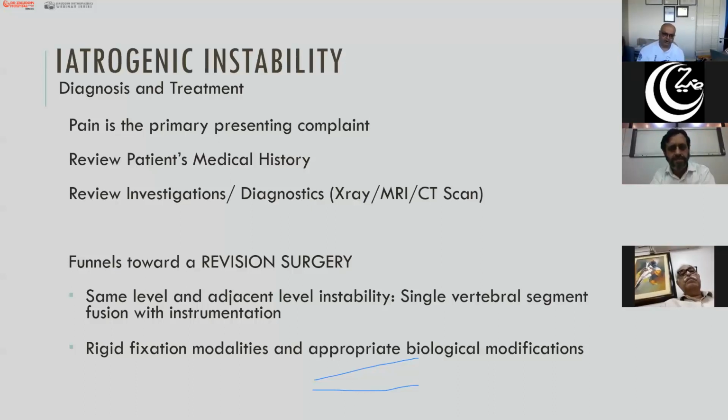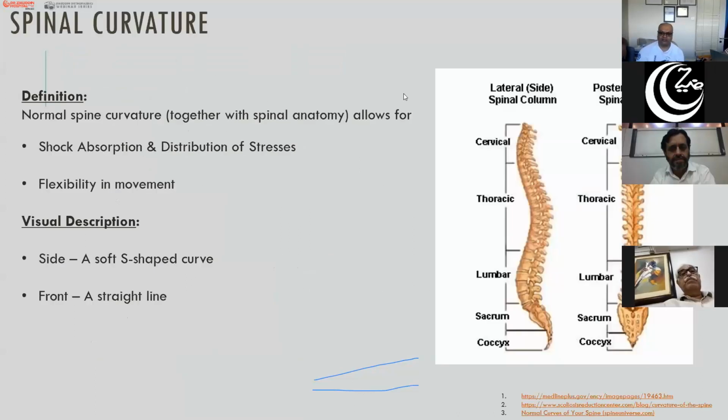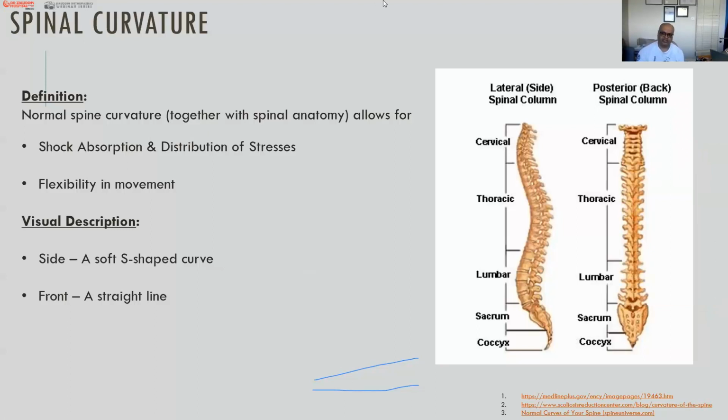So we now move on to a totally different concept, which is spinal curvature. Now, spinal curvature here is classic. This picture shows the spinal curvature: cervical lordosis, thoracic kyphosis, lumbar lordosis, and sacrococcygeal kyphosis. In the AP plane, there should be no curvature. If there is any curvature, it becomes scoliosis. Again, this is very important for stress distribution, flexibility, and shock absorption.